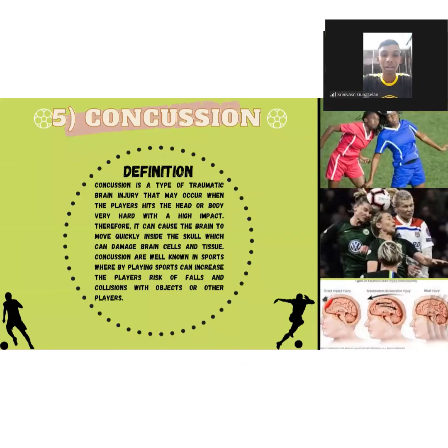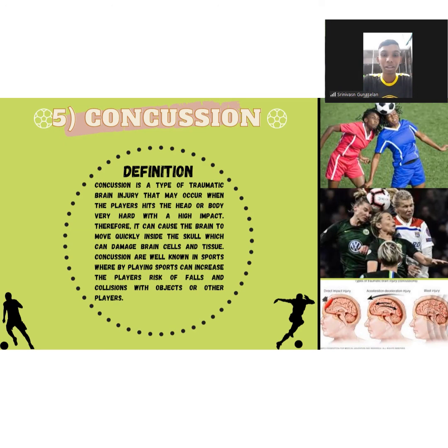The first is concussion. Concussion is commonly known as brain injury. It is a type of traumatic brain injury that may occur when players hit or clash their head or body very hard with a high impact. Therefore, it can cause the brain to move quickly inside the skull, which can damage brain cells and tissues.